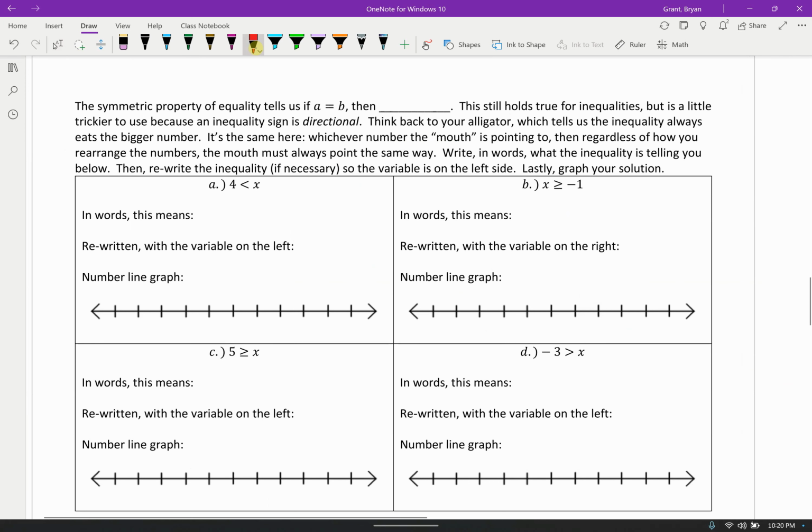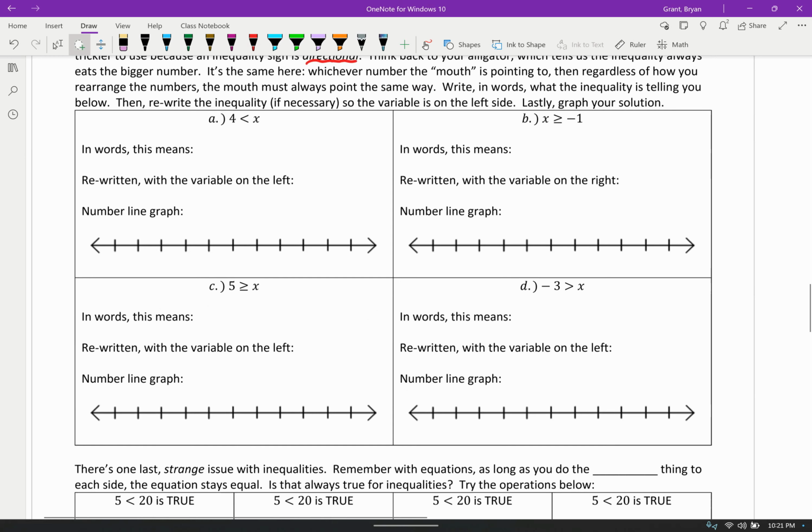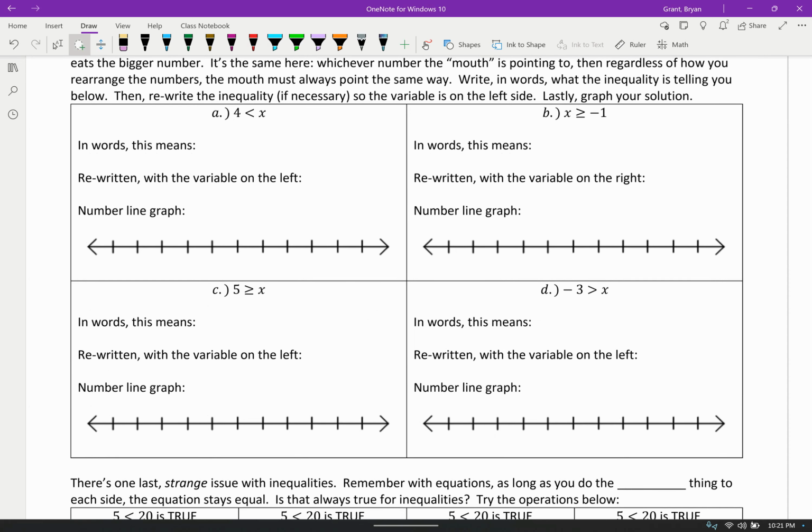Now, what we just talked about a little more formally is the symmetric property. Think symmetry. If you have something with symmetry, you can fold it. It's the same on both sides. The symmetric property of equality tells us that if A equals B, then B equals A. Right? But it's trickier to use with inequalities because inequality signs are directional. Less than versus greater than means something different depending on which way the inequality sign is pointing. So let's go ahead and try a couple of these down below.